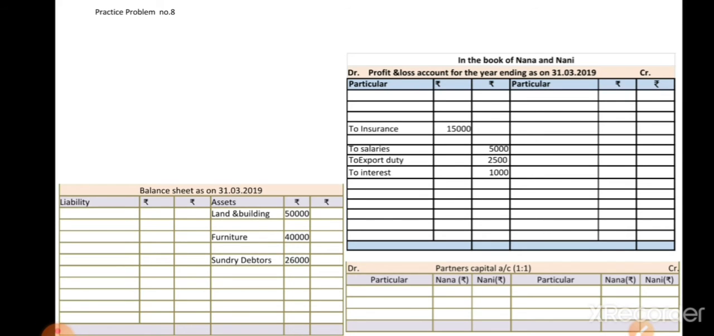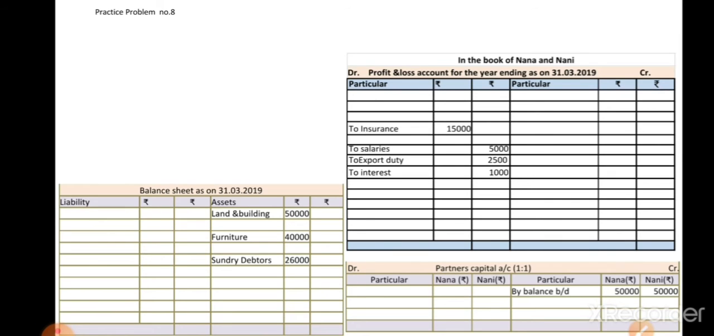First are given the opening balances of the capital of Nana and Nani. In the partners capital account credit side we record it as by balance brought down. Nana's capital is 50,000, Nani's capital is 50,000.